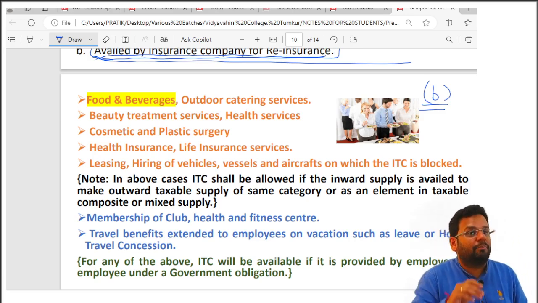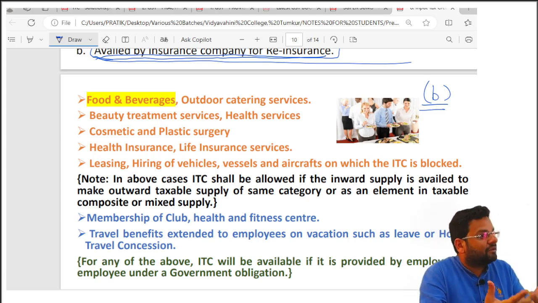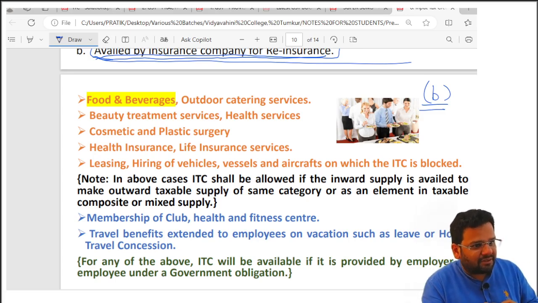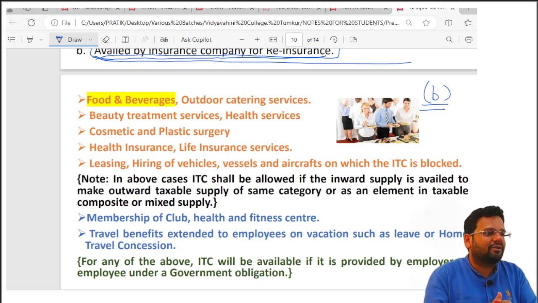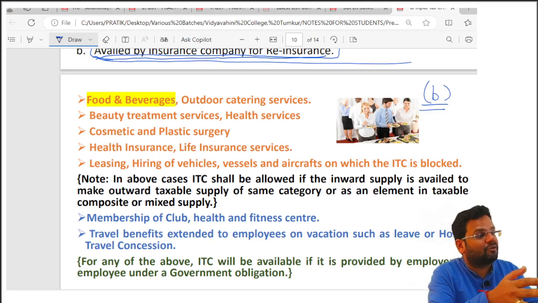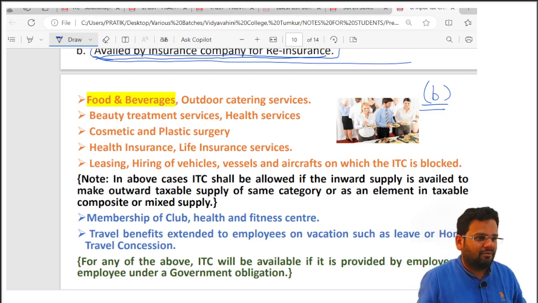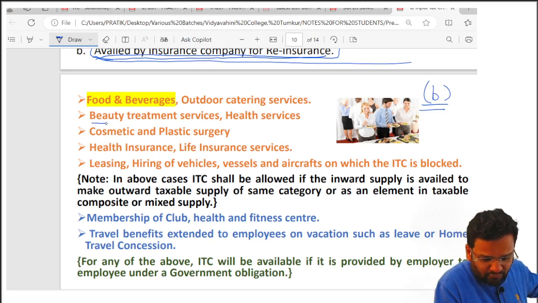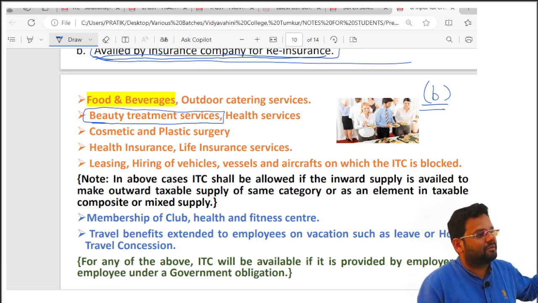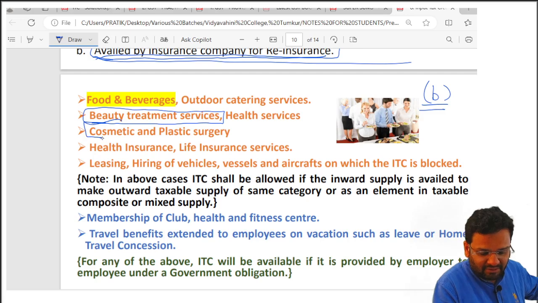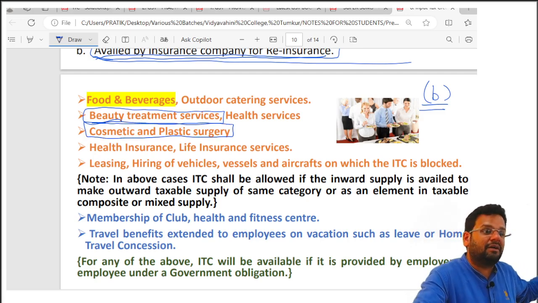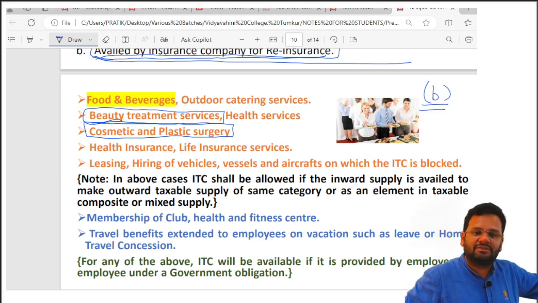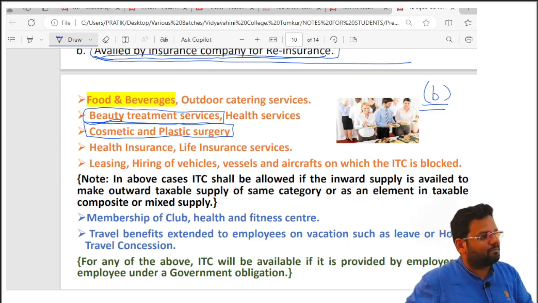Suppose, simple, I am going for beard trimming. So beard trimming will be a personal service. ITC will be blocked. So ITC is blocked, whether a registered person takes it or an unregistered person takes it, doesn't matter. So place of supply is the location where the service is actually performed. I cannot say that I have to do beard for taking class, so allow me ITC. Even if I say that, ITC will be blocked, because it is blocked in case of beauty treatment service. I cannot say that I have to do cosmetic and plastic surgery for taking class. ITC will be blocked. Even a model cannot say that I have to look good, so let me allow ITC on plastic surgery.